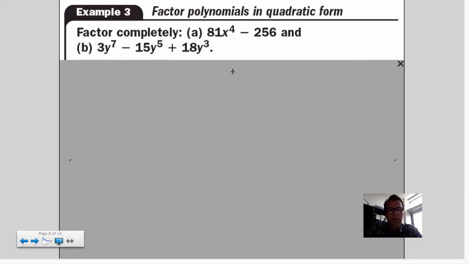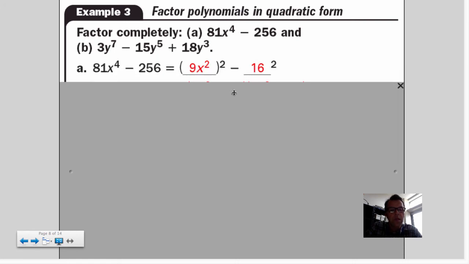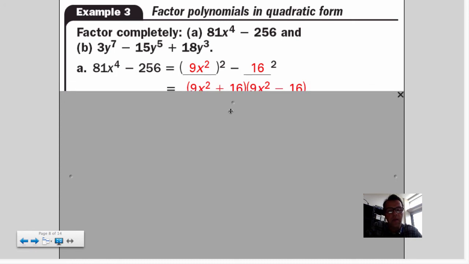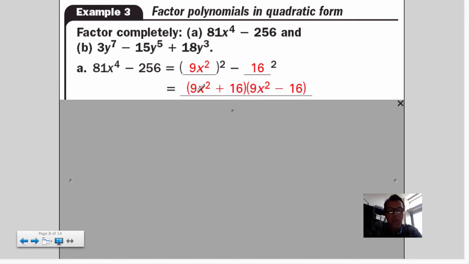So let me go through this example. There's two here. The first one is, looks like we've got a difference of squares, if you can see that. Right, so you've got 81x to the fourth, which is really 9x squared raised to the power 2. And 256, this is a hard example. 256 is 16 squared. I have a hard time recognizing those. But we do come to a difference of squares here.